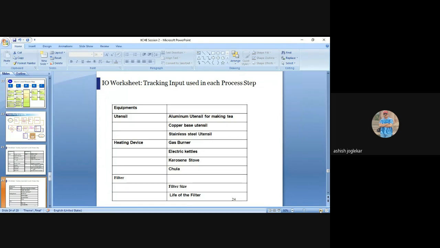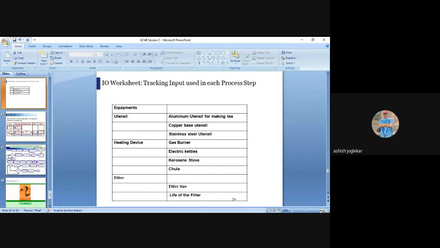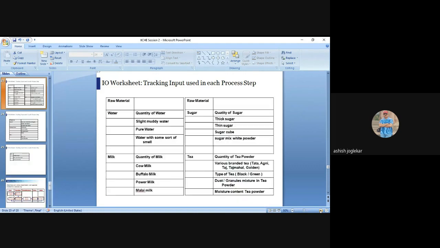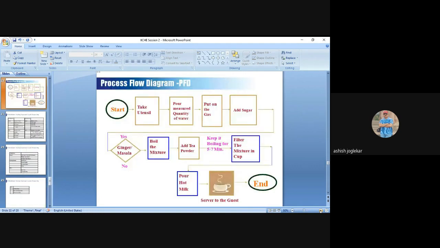When you are filtering the tea, if the filter pores are big, then the powder also falls in the tea, and the customer sees that powder has been put in it, so he rejects the tea. That is also one parameter. And how it is done, how much time you boil. So we can see the data points in this process.